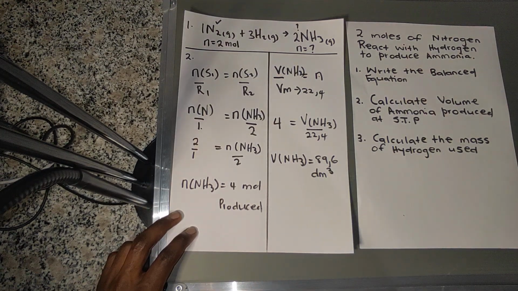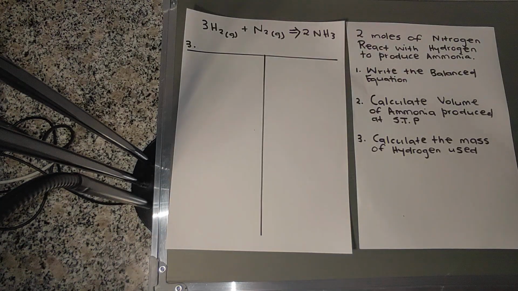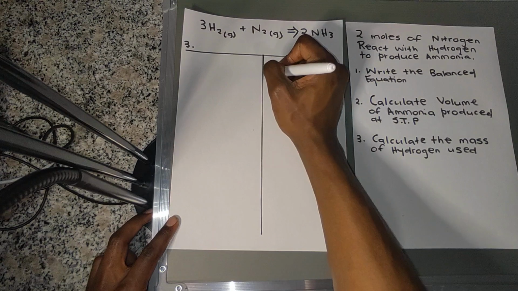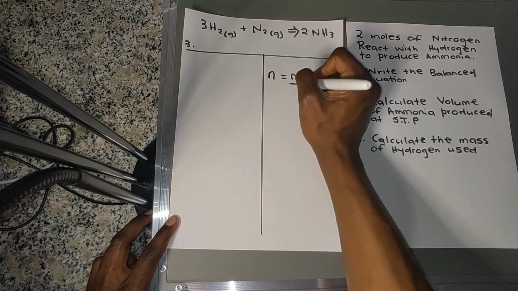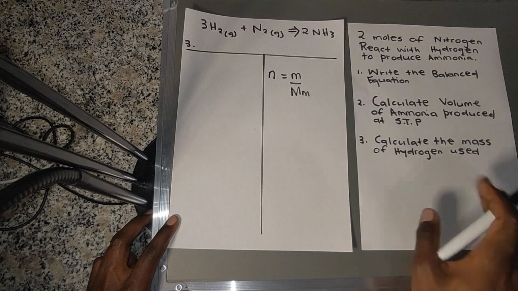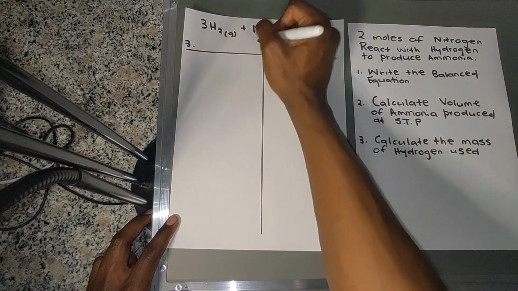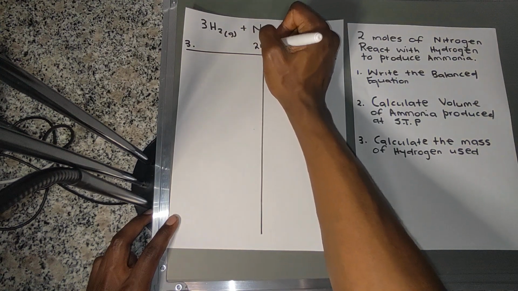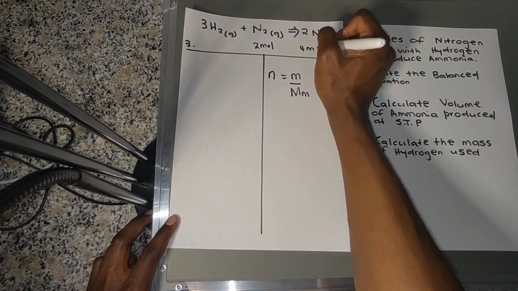Let us answer the following question now. I'm just going to put this on the side. The question says, calculate the mass of hydrogen that is used. So we know that this is the formula that calculates the mass of a substance. So finally we're going to come back to this formula. But for now, do we have the number of moles of hydrogen? No, we only have the moles of nitrogen to be 2 moles. And we also have this number of moles to be 4 moles.